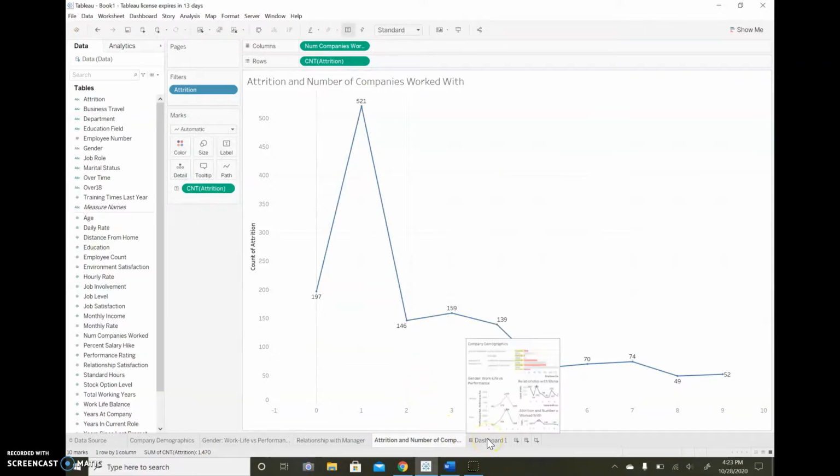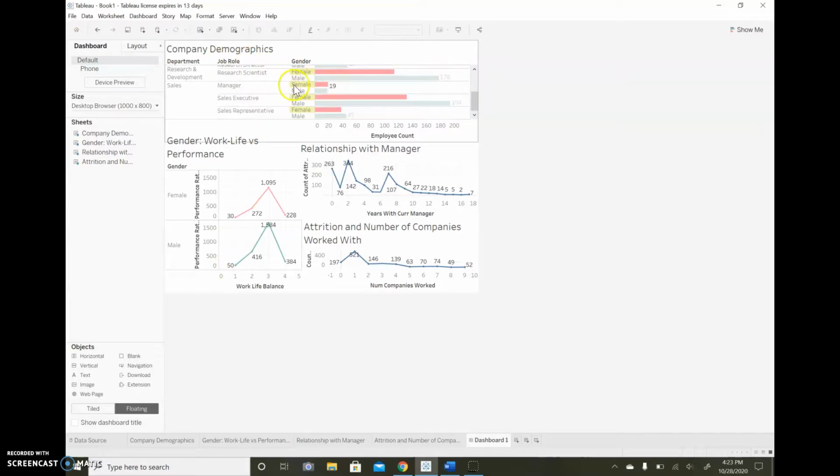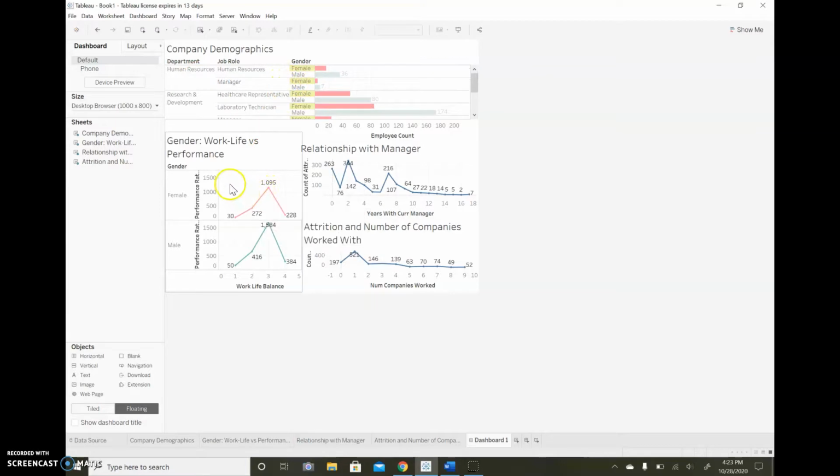And then to finalize the project is the dashboard, which you can interact with. So at the top we have the company demographics, where you can scroll down and see based off department, job role, and gender. And then we have our work life and performance chart here. And then in the bottom corner we have the relationship with managers, with years with current manager, and right underneath that, attrition and number of companies worked with.